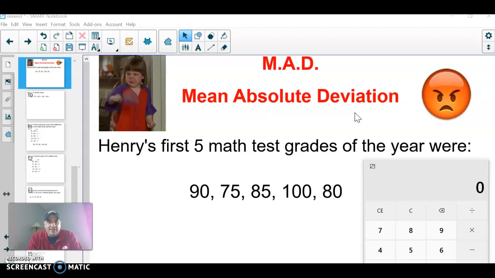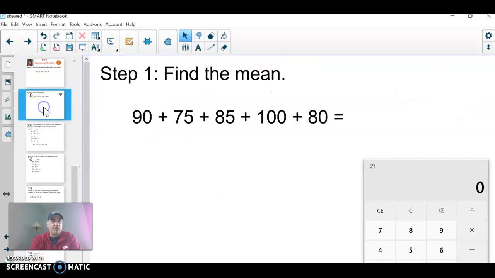Henry's first 5 math test grades of the year were a 90, a 75, an 85, a 100, and an 80. Great job, Henry, especially on that 100. It must have been algebra. So the first step in the MAD, I see the word mean. So we're going to calculate the mean. You learned how to do that last week.